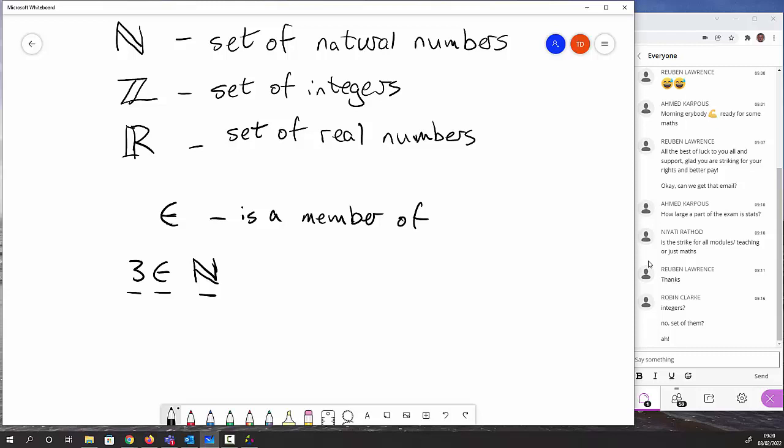Okay, and that's what that means. And then we have a similar symbol, which is like that, but with a line through it. And I bet you can't guess what that means. Obviously it is not a member of the set of natural numbers.